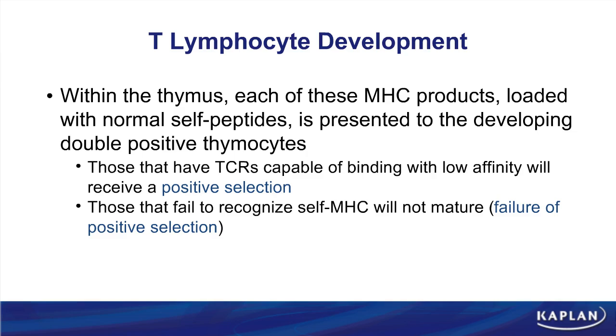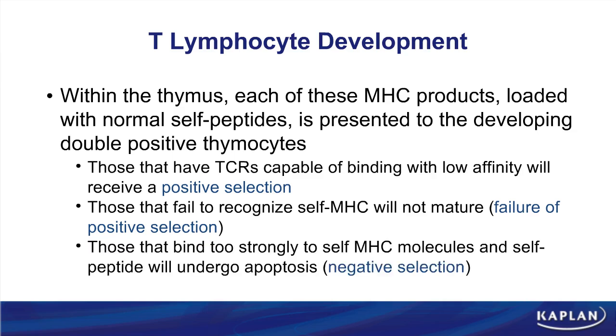Now, if I have a T cell that expresses a T cell receptor that does not recognize MHC, it is going to undergo apoptosis, and this is referred to as a failure of positive selection. So only those cells that survive positive selection will go on to the next stage. These cells are then going to be subjected to negative selection.